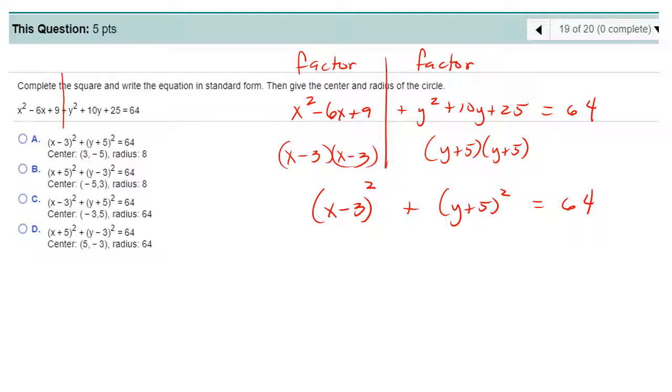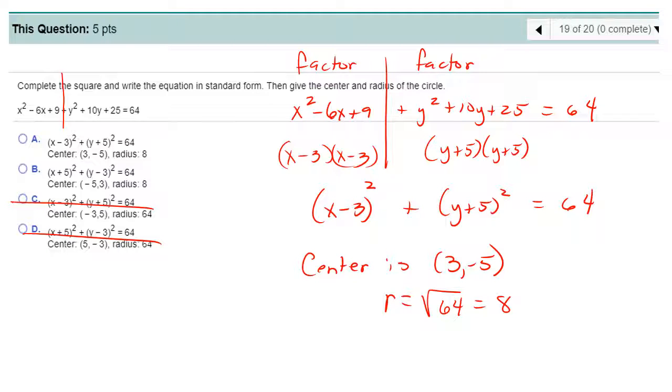So looking for the correct answer, I would need also to make sure that the center point is listed correctly. The center here would be positive 3, negative 5. Remember to take the opposite sign. And the radius is the square root of 64, which is 8. Notice C and D, those don't have the right radius. And then A is the only one with the correct center and the correct form of the equation.